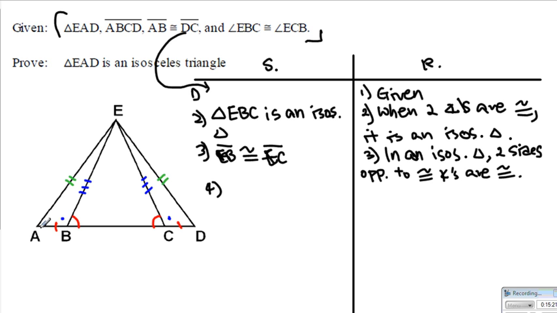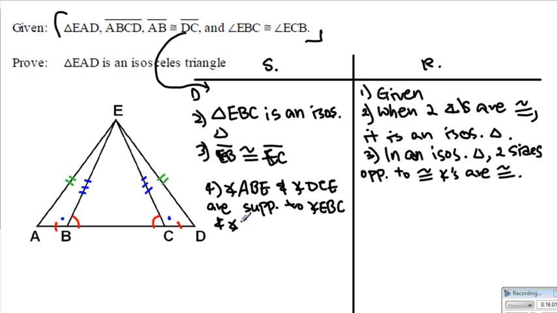Now, number 4. We also talked about angle ABE. So what we should say is technically angle ABE and angle DCE are supplementary to the original angle that was given, EBC, and angle ECB. And then the reasoning would be linear pairs, meaning they make up a straight line.